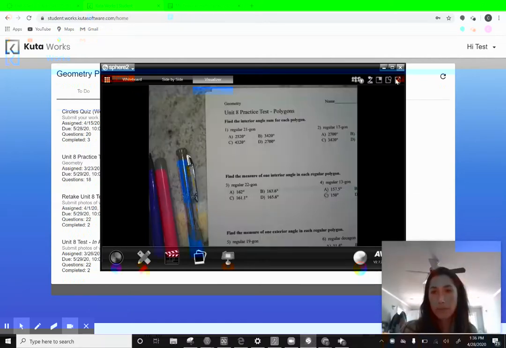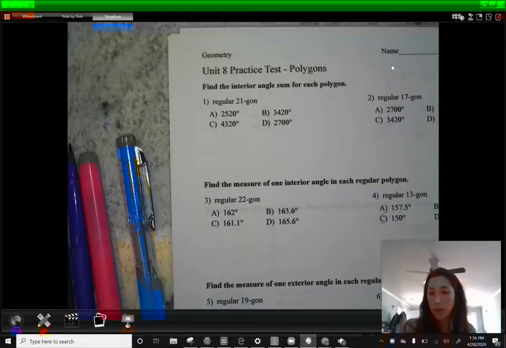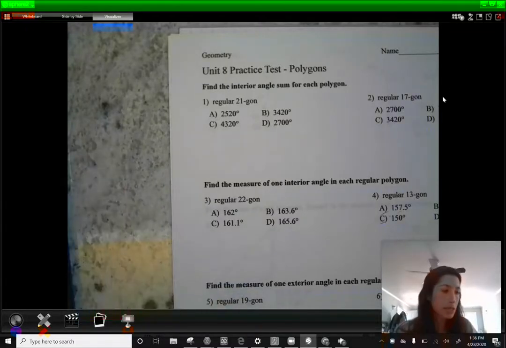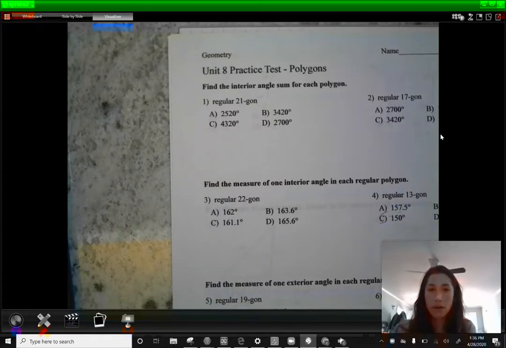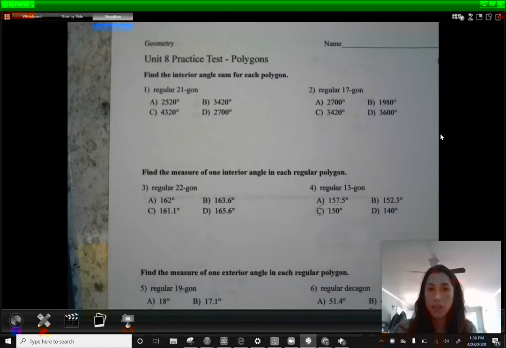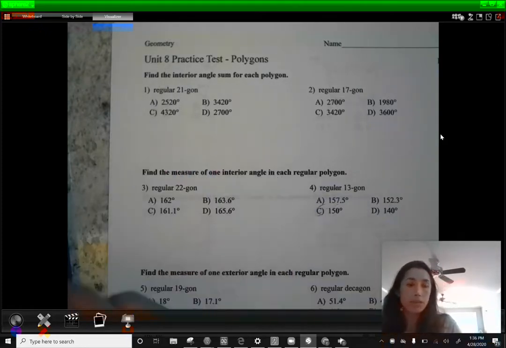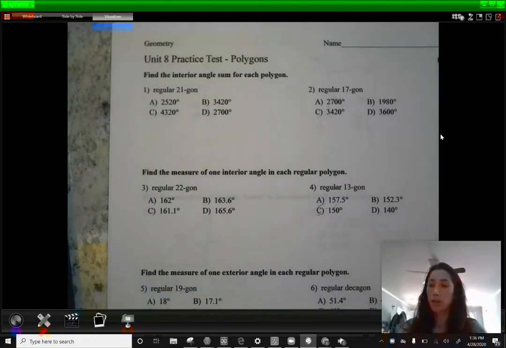So let me make this a little bit bigger. You can print this. I'll actually add a link to this on the test page. You can print this from there. And it might be helpful to just number the questions if you don't have a printer and you just want to write it on a piece of paper. And I would also recommend having your toolkit out for Unit 8. That's where I'm going to pull most of my formulas from.